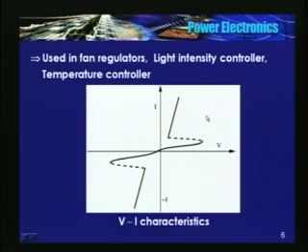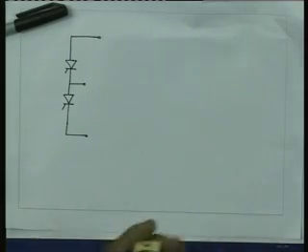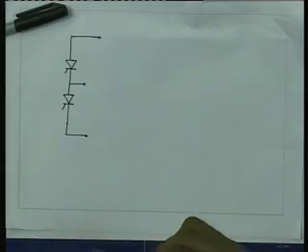These triacs are very popular in fan regulators. See, I showed you a very elegant fan regulator. Just the knob is brought out. Everything is mounted inside a switchboard. So there is no power dissipation. That's why it is so small.